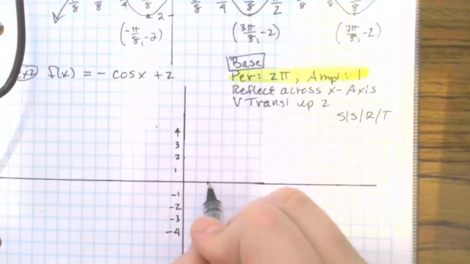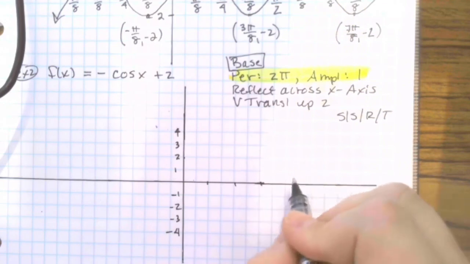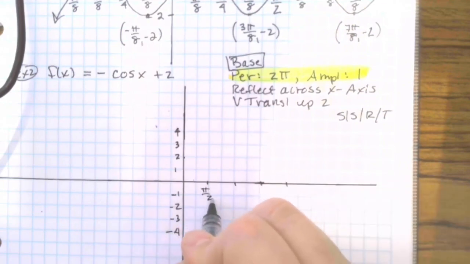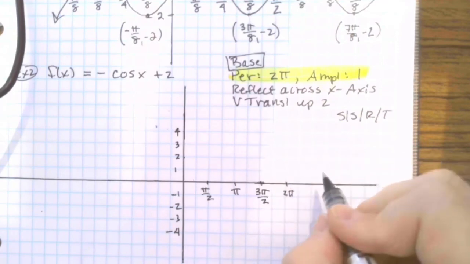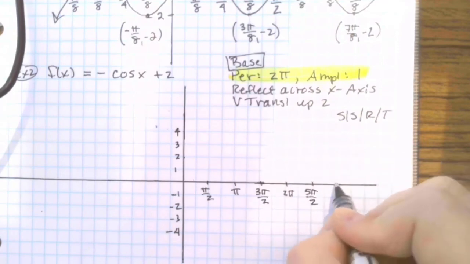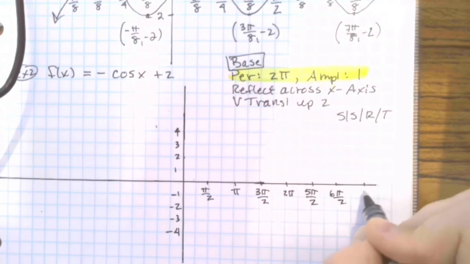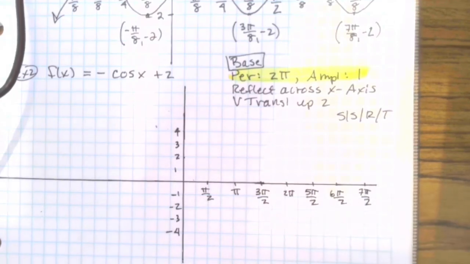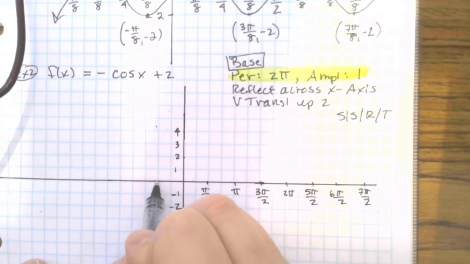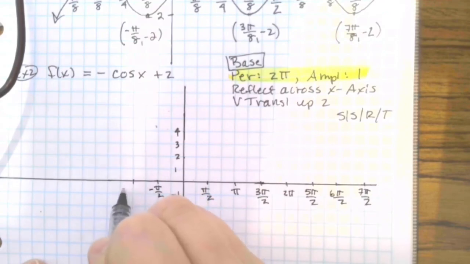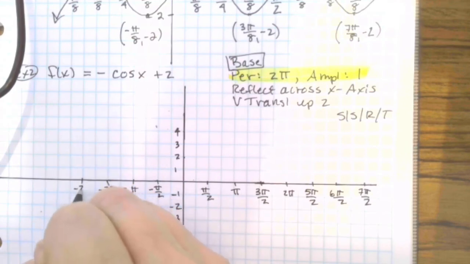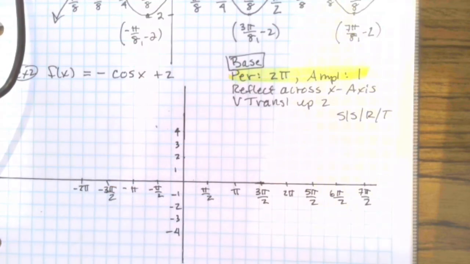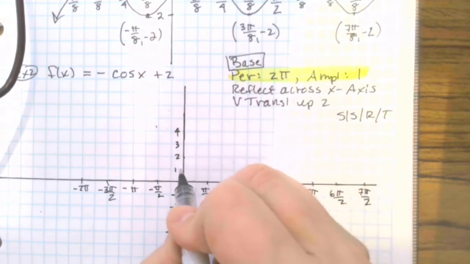Okay, so this is pretty easy because 2 pi is the normal period. So pi over 2, 2 pi over 2, 3 pi over 2, that's your 2 pi. 4 pi over 2, 5 pi over 2, 6 pi over 2, 7 pi over 2. And then going in the opposite direction, negative pi over 2, negative pi, negative 3 pi over 2, negative 2 pi.